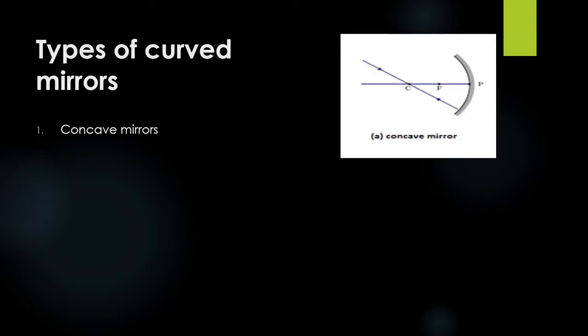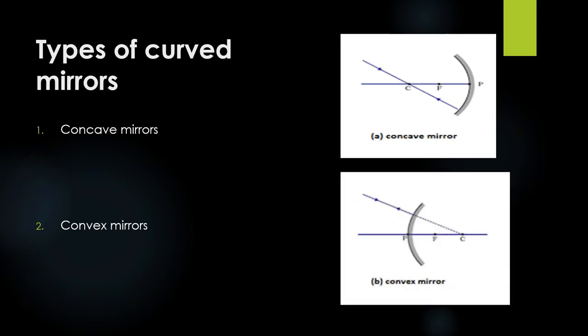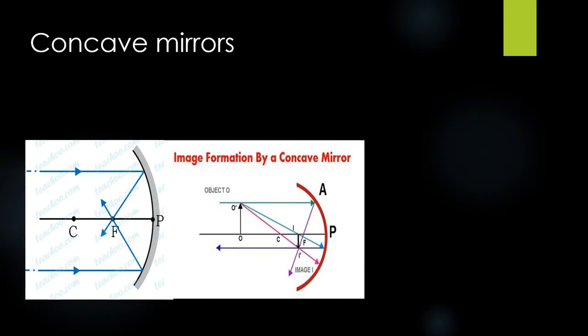If we consider the curved mirrors, there are two main types of curved mirrors: concave mirrors, in Sinhala Avatala Darpana, and the second type is convex mirrors, that means Uttala Darpana. So these are the two main types of curved mirrors you find. Okay, now we'll see what are concave mirrors.